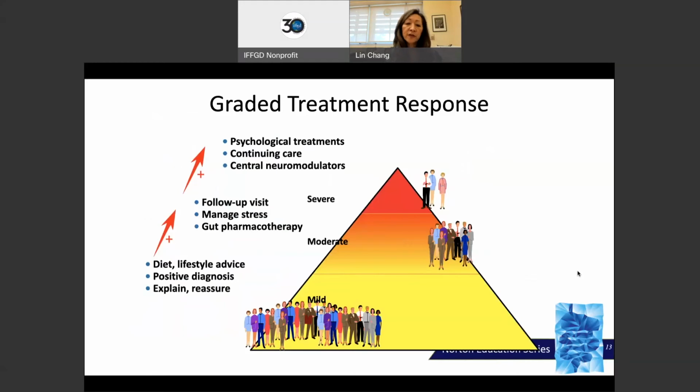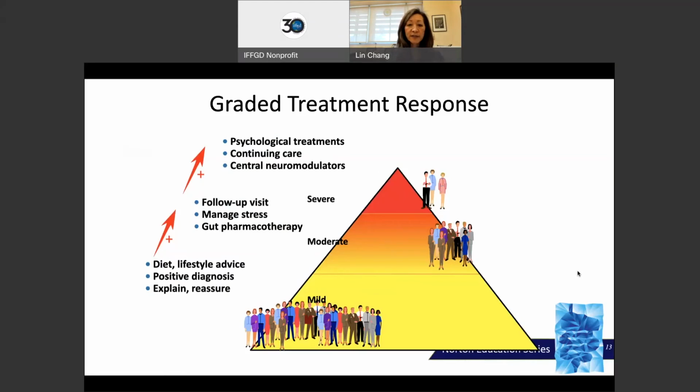For treatment, there's really a graded response. You first determine if the patient has mild, moderate, or severe symptoms. If the patient has mild symptoms, we want to give dietary and lifestyle advice, give a positive diagnosis of IBS, explain the condition and why patients have it, and reassure them.